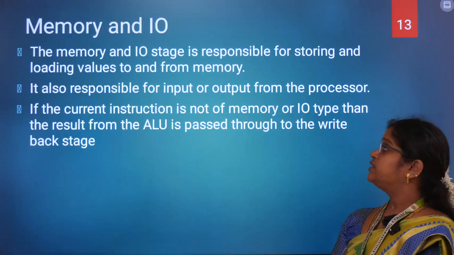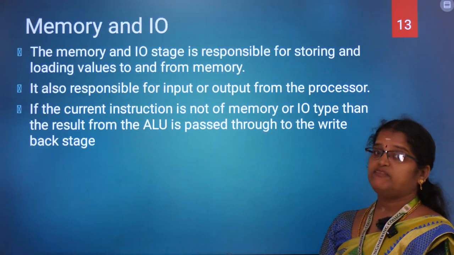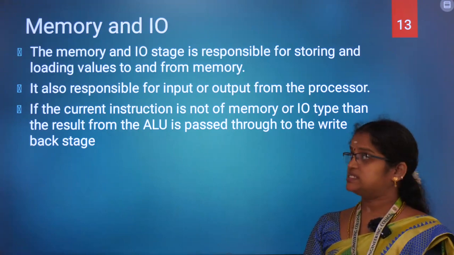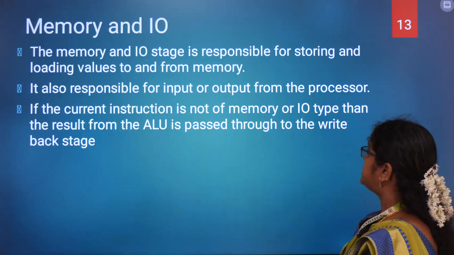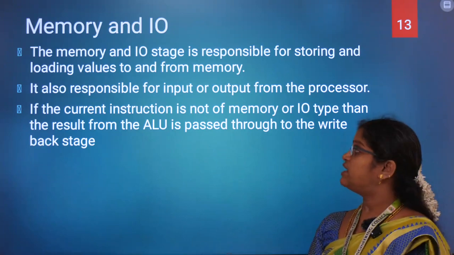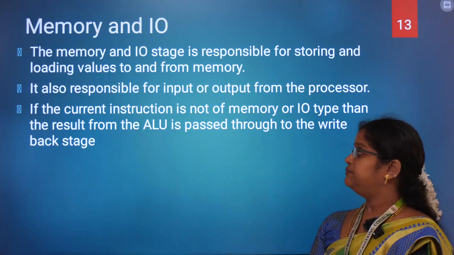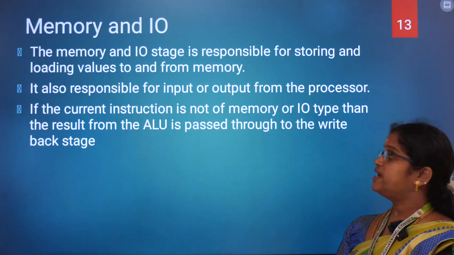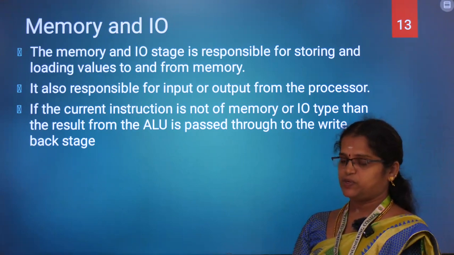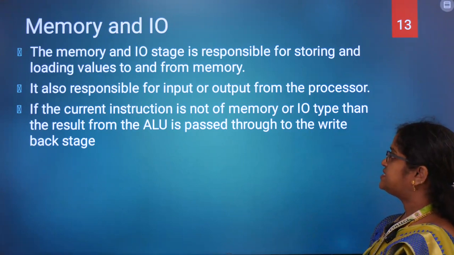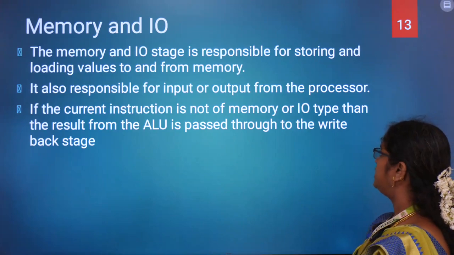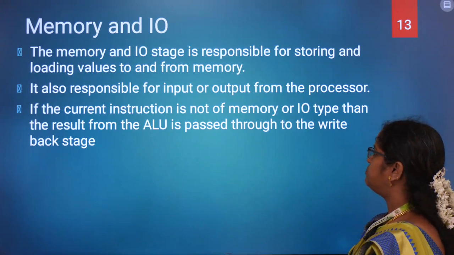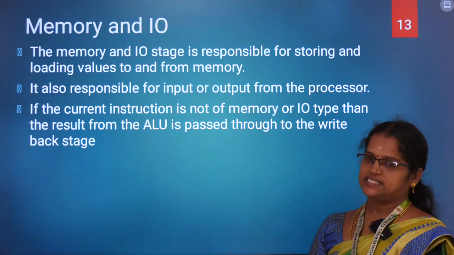Memory and I/O. The memory and I/O stage is the fourth stage of the pipelining process. The memory and I/O stage is responsible for storing and loading values from memory. It is also responsible for input or output from the processor. If the current instruction is not of memory or I/O type, then the result from the ALU is passed through to the write back stage.